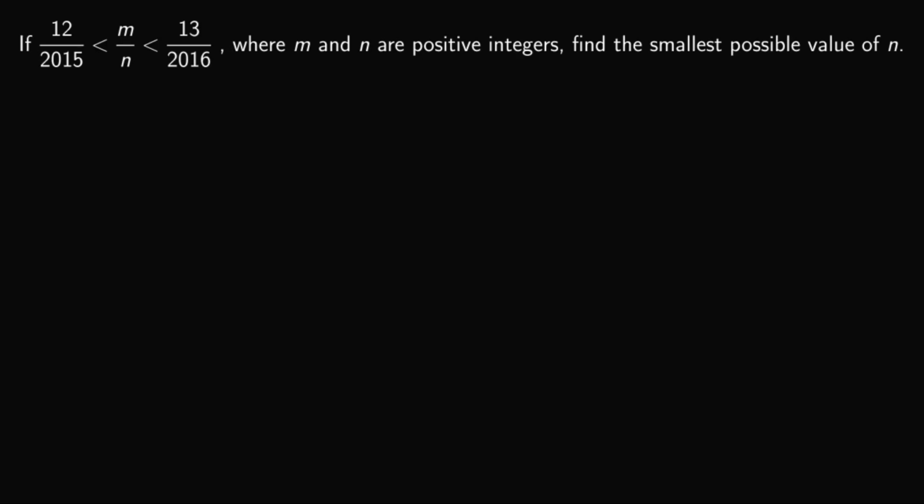Hi there. For this video, we are tasked to find the smallest possible value of n given this inequality out here. So we have m over n is between 12 over 2015 and 13 over 2016, where m and n are positive integers. Before we solve this one, feel free to pause the video so that you may try this one first on your own.